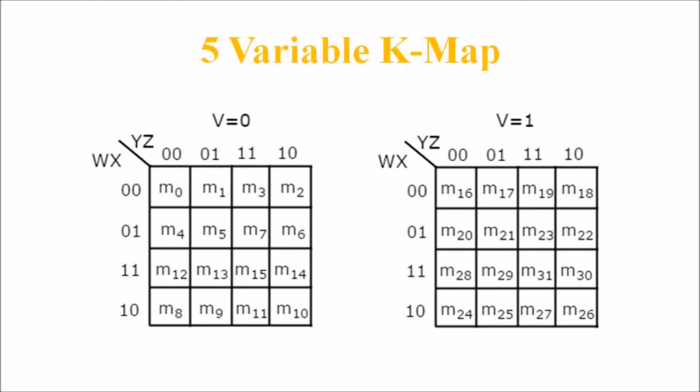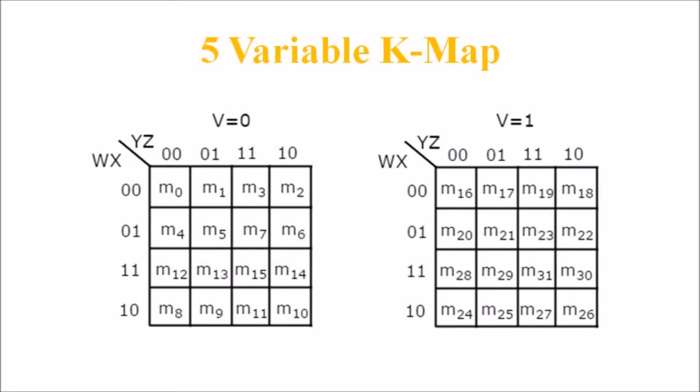While we are considering a 5 variable KMap, the possibility of representing a 5 variable KMap is as shown in this figure. 2 raised to 5 set of cells, that is a total of 32 cells. There is only one possibility of grouping these 32 adjacent minterms, and there are two possibilities of grouping 16 adjacent minterms. And if V is equal to 0, then the 5 variable KMap becomes a 4 variable KMap.